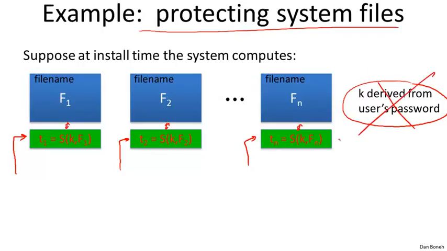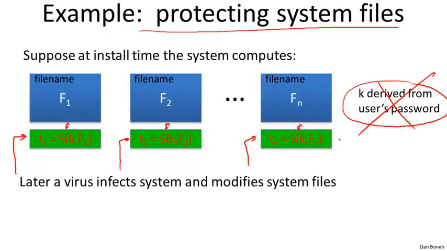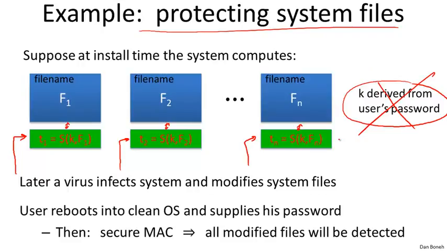Now later, imagine that the machine gets infected with a virus, and the virus tries to modify some of the system files. The question is whether the user can detect which files were modified. Here's one way to do it. The user would reboot the machine into some clean OS, say from a USB disk. Once the machine boots from this clean OS, the user would supply his password to this clean running operating system, and then this new clean operating system would go ahead and check the MAC for each one of the system files.